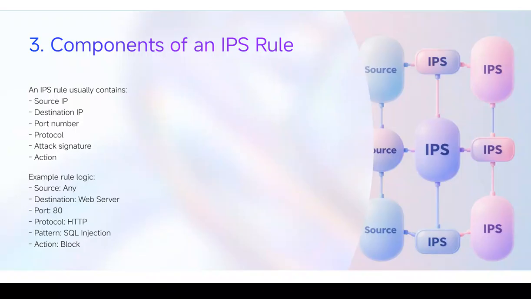What does a rule check? An IPS rule can check different things in network traffic. For example, source IP, destination IP, port numbers, protocol, attack pattern. Based on these checks, IPS decides whether the traffic is safe or dangerous.